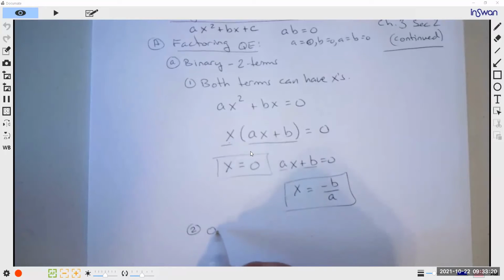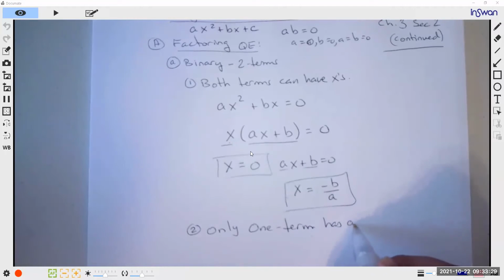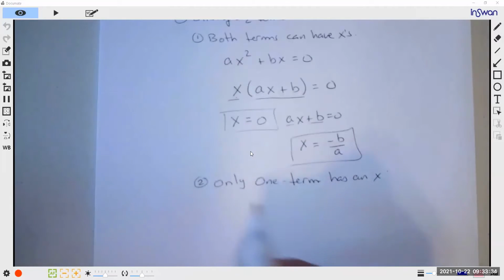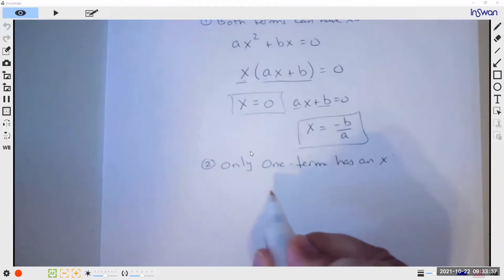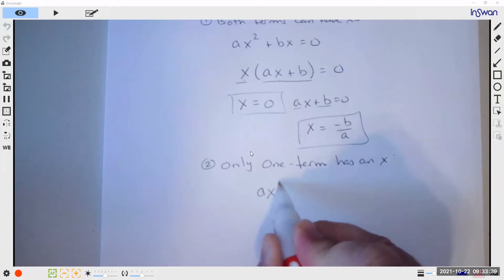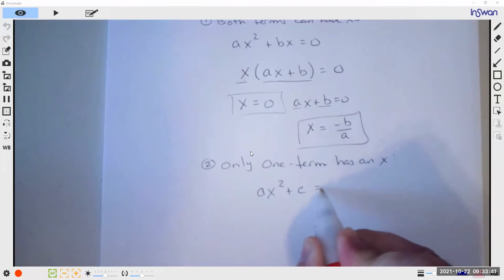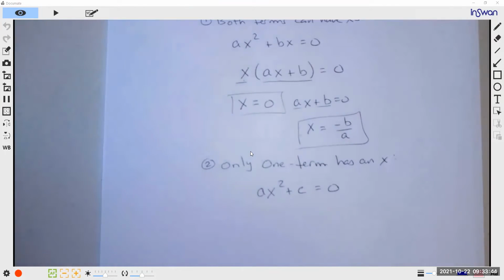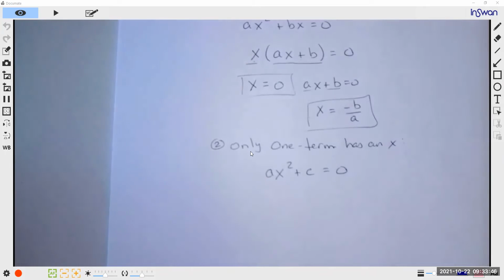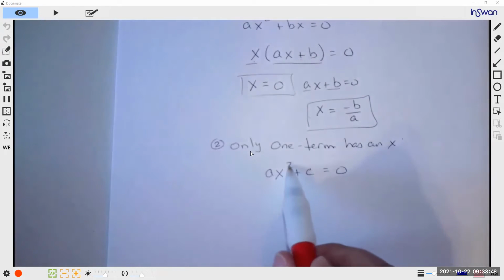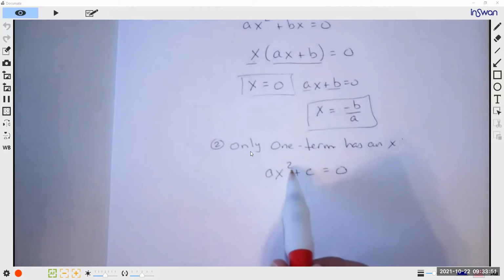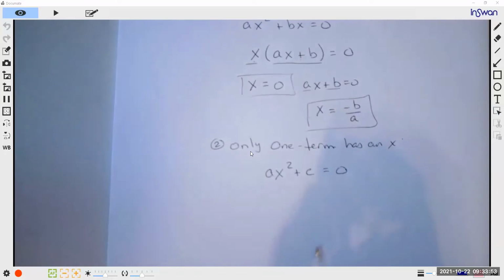The second case was only one term has an x. This one looked like this. The term that has an x has to be the squared term, because if it's not the squared term, then it's not quadratic. It has to be quadratic.